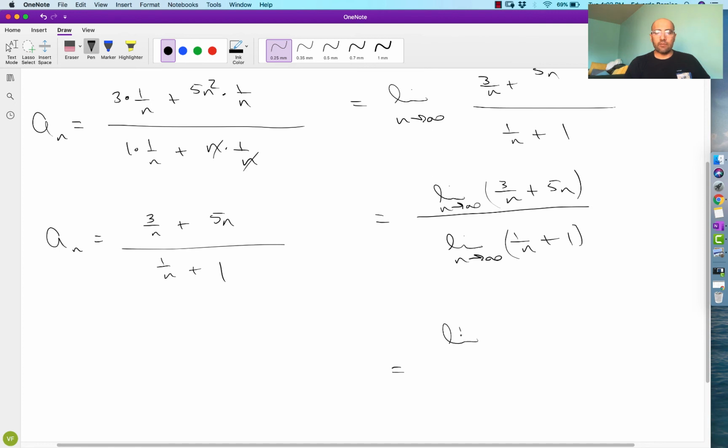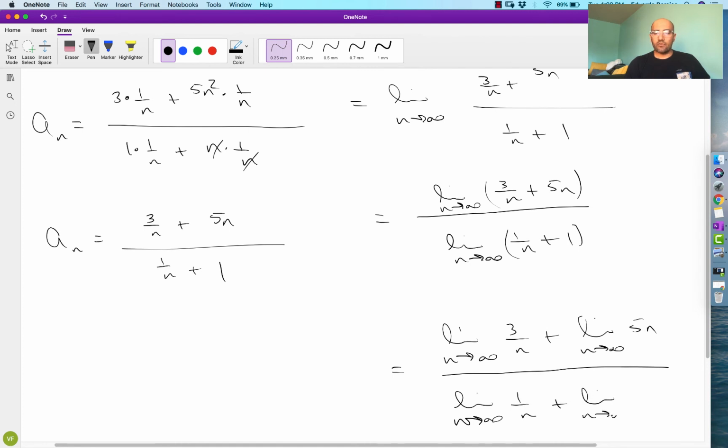This is going to be equal to the limit as n goes to infinity of 3 over n plus the limit as n goes to infinity of 5n, divided by the limit as n goes to infinity of 1 over n plus the limit as n goes to infinity of the number 1. Okay, so the limit of a constant as n goes to infinity, well, this is just going to be 1. The limit as n goes to infinity of 1 over n, this is going to go towards 0. So in the denominator, we'll get 0 plus 1, which is just 1, converges toward 1.